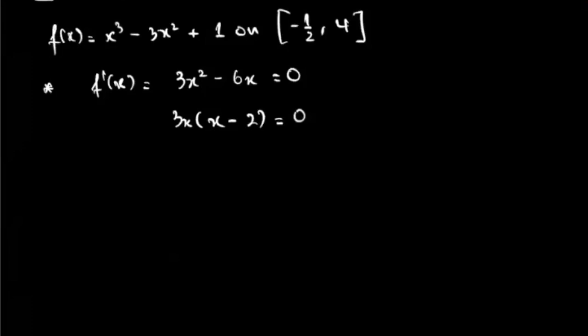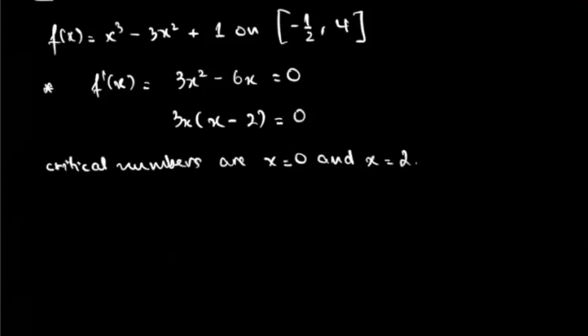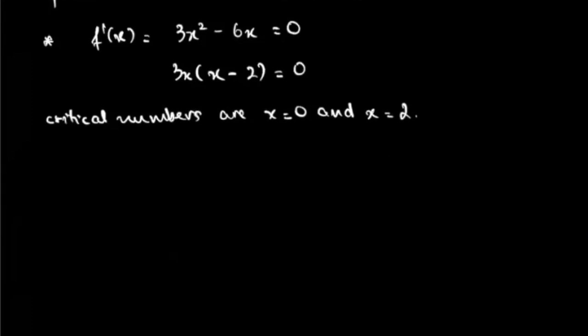So there are two solutions, or two critical numbers here. Critical numbers are x equal to 0 and x equal to 2. Right, so you found the critical numbers. The next step is to evaluate f of x at x equal to 0 and x equal to 2.